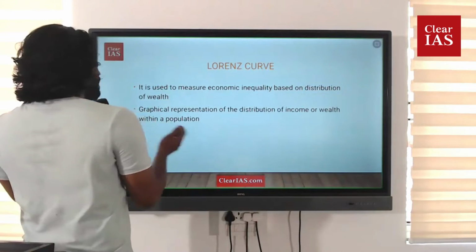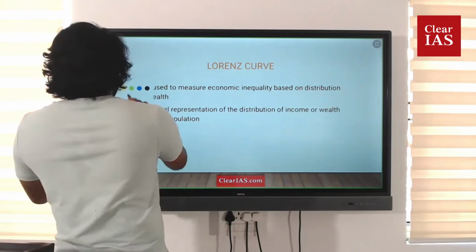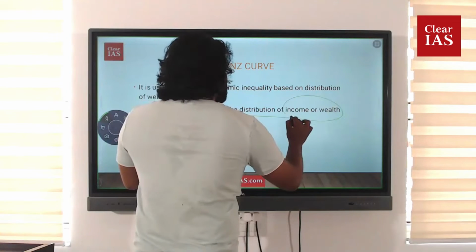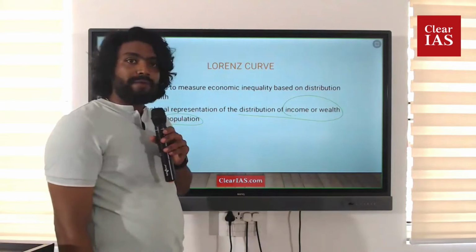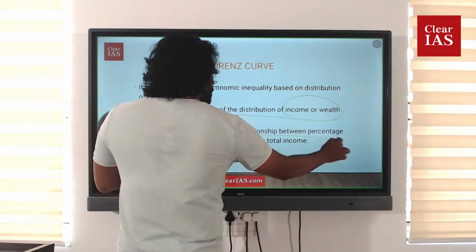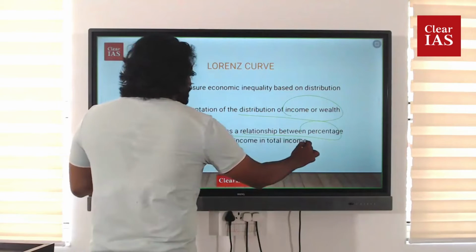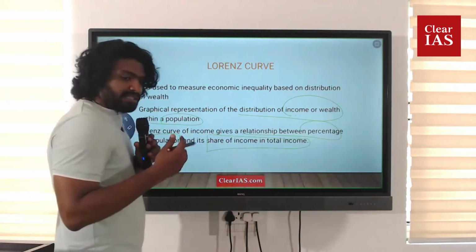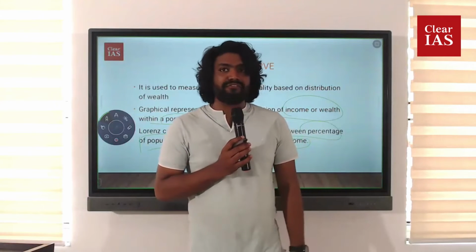So it is a graphical representation of the distribution of income or wealth within a population. It is actually a relationship between the percentage of population and its share in total income.